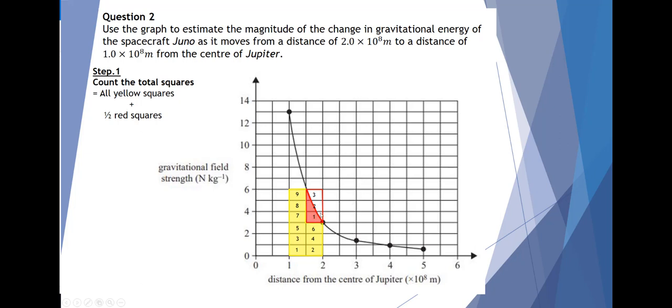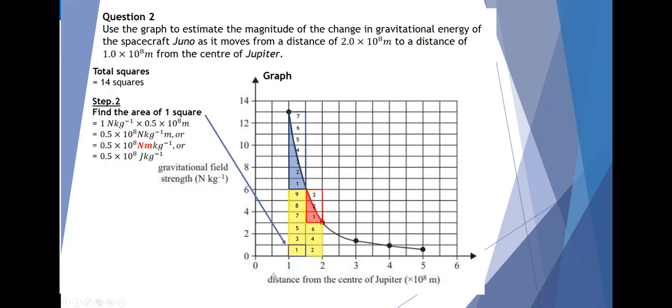You can see that shape's almost exactly the same, if not exactly the same as the white space. So that's half the red squares, plus again, half of the blue squares. So there was 9 yellow, half of the 3 is 1.5 of the red, half of the 7 is 3.5. When you add them together, that's a total of 14 squares. Okay, let's work out the area of 1 square.